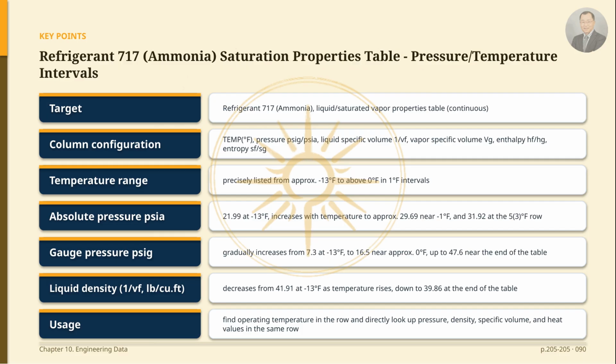The 1/VF value, which corresponds to liquid density in lb/ft^3, is 41.91 at -13 degrees Fahrenheit and decreases as temperature increases, reaching 39.86 at the end of this range. The usage is simple. Find the operating temperature in the row, then read the corresponding pressure, density, specific volume, and heat values in the same row for design and selection.